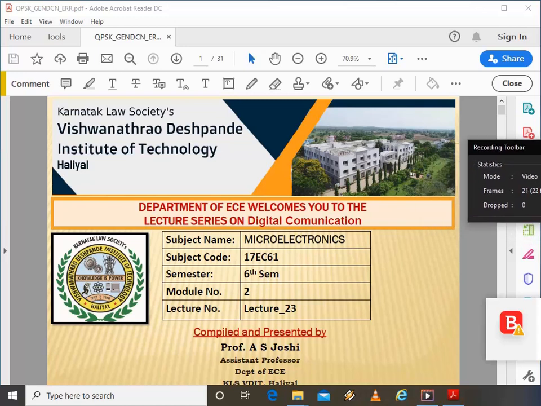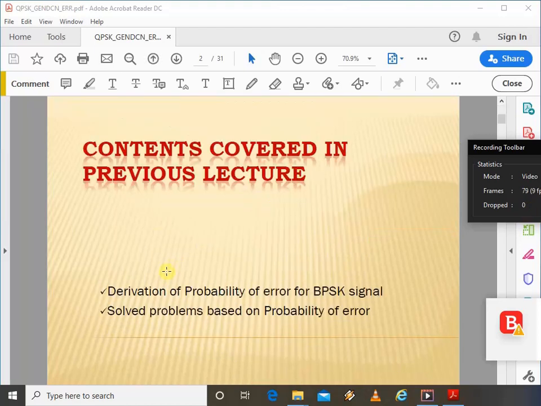Welcome to the lecture series on digital communication. In the previous lecture, we have studied how to calculate probability of error for BPSK signal. Before that, we have derived the expression of probability of error for BPSK signal. By using the error function and the Q function table, we have also solved some problems on the probability of error.